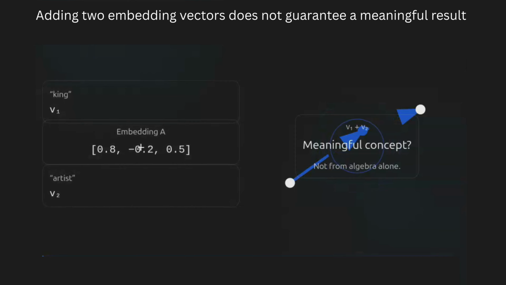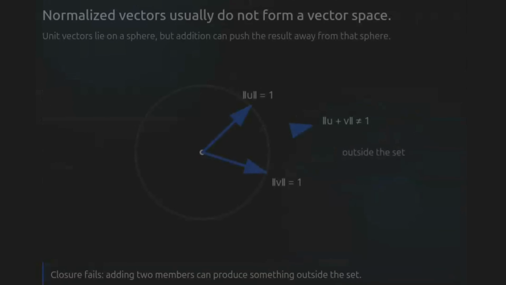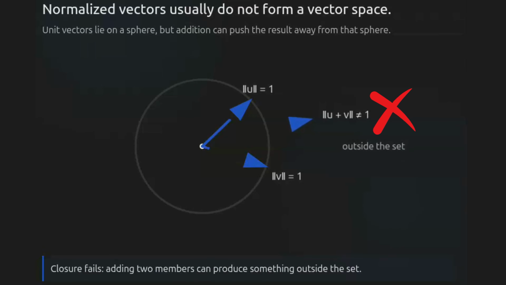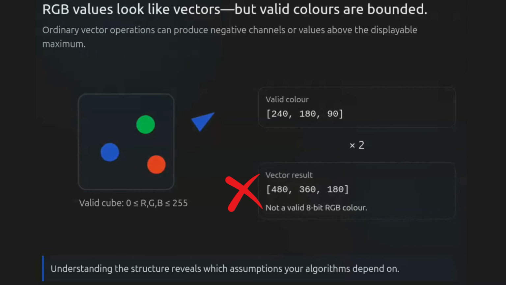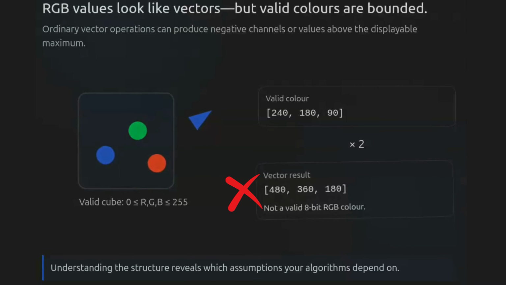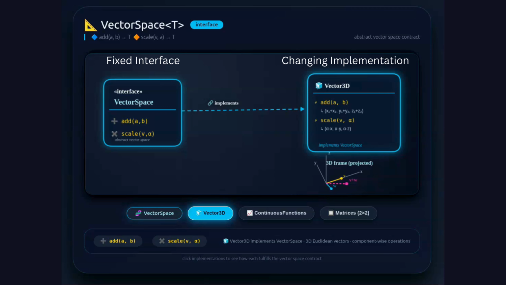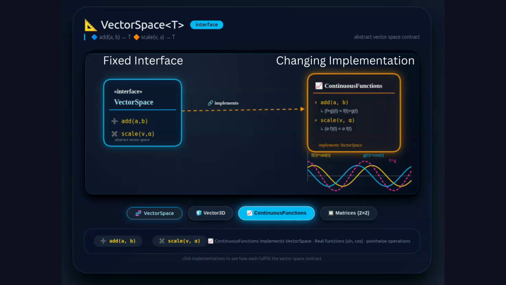You may add two embeddings and assume the result represents a meaningful concept. You may normalize vectors and assume the normalized results still form a vector space. You may treat RGB colors as vectors, even though valid RGB colors are not closed under normal vector operations. Understanding vector spaces helps you know which operations are mathematically valid, what structure your data has, and which assumptions your algorithms depend on.